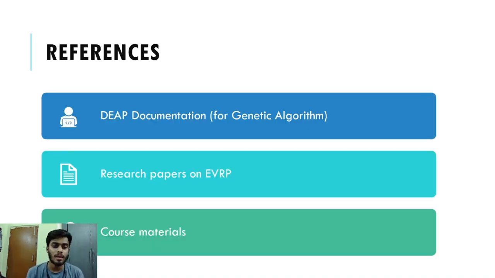The references are the documentation for the genetic algorithm, many research papers that I read for this EVRP problem, and some course materials, which were very beneficial in solving this problem.